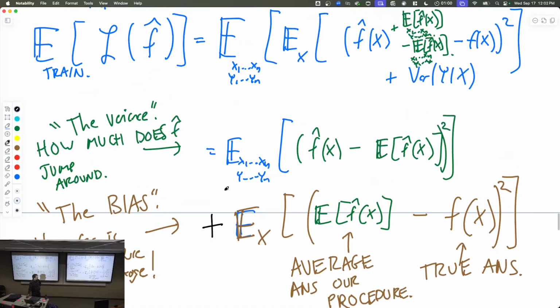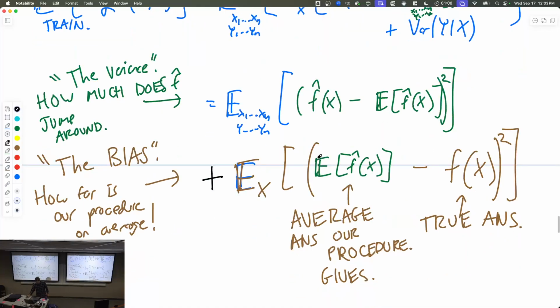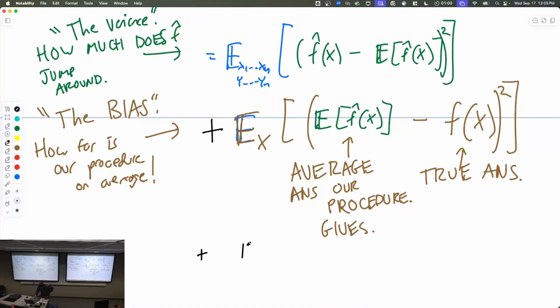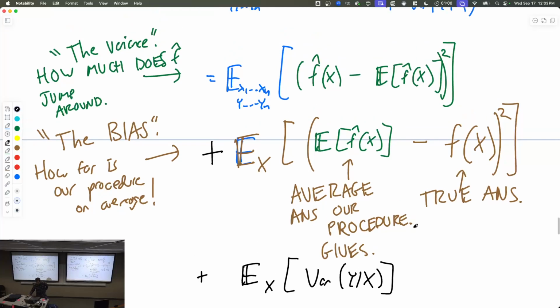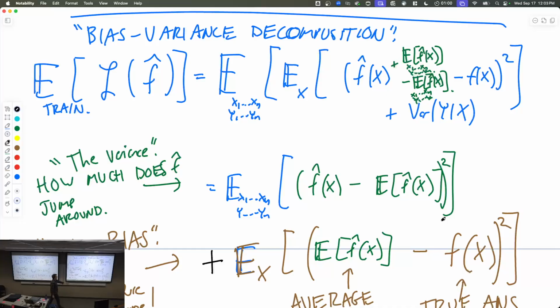Does anyone know the term I haven't written down yet? Yeah, the irreducible error. So remember, there's how far f hat is from f plus the irreducible error, right? You can't forget the irreducible error. So plus the expected value over x of the variance of y given x. That's the irreducible error that you will never beat. So that is this term over here.